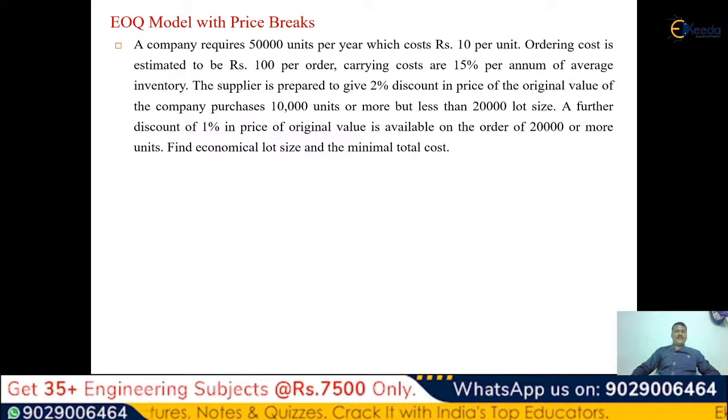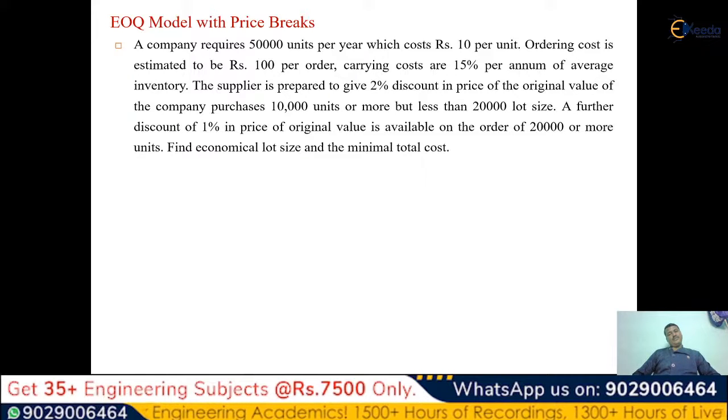Similarly, for price breaks, we have the next example where a company requires 50,000 units per year, which costs around rupees 10 per unit. The ordering cost is estimated to be rupees 100 per order. The carrying cost is 15% per annum of the average inventory, which is 0.15.